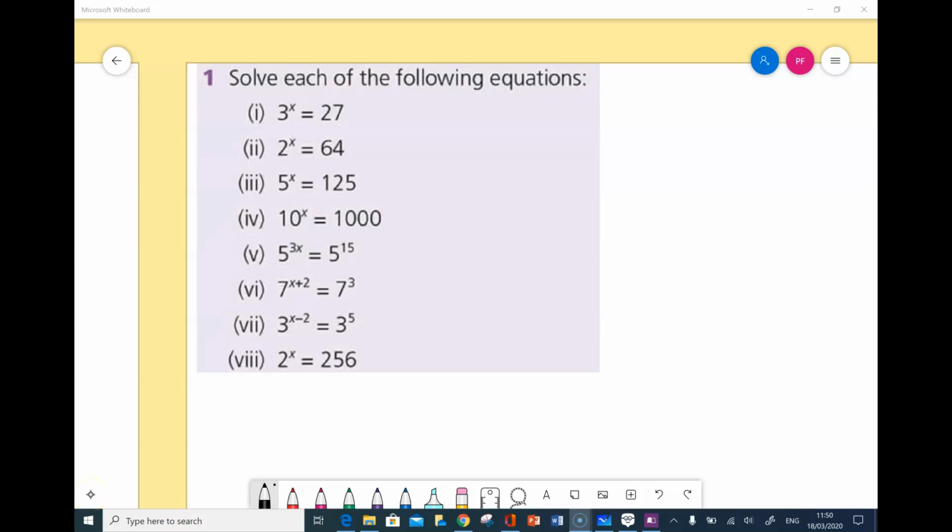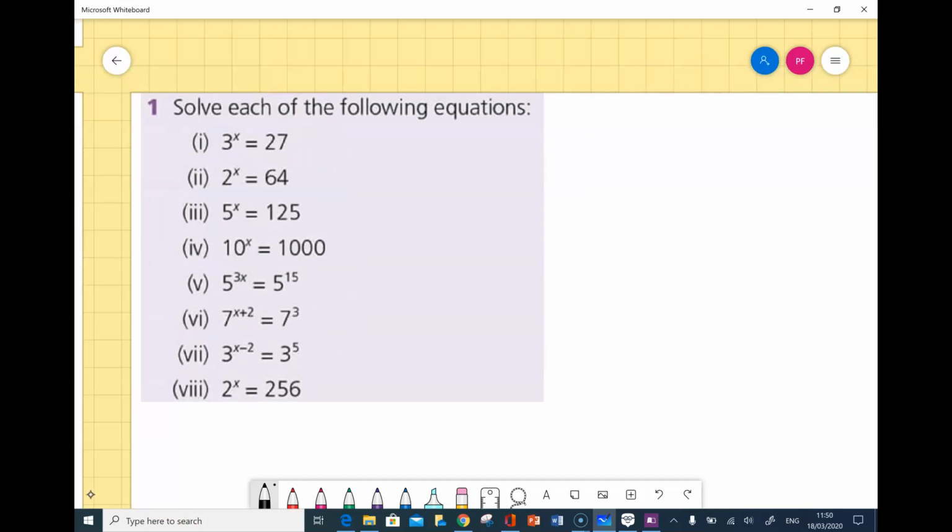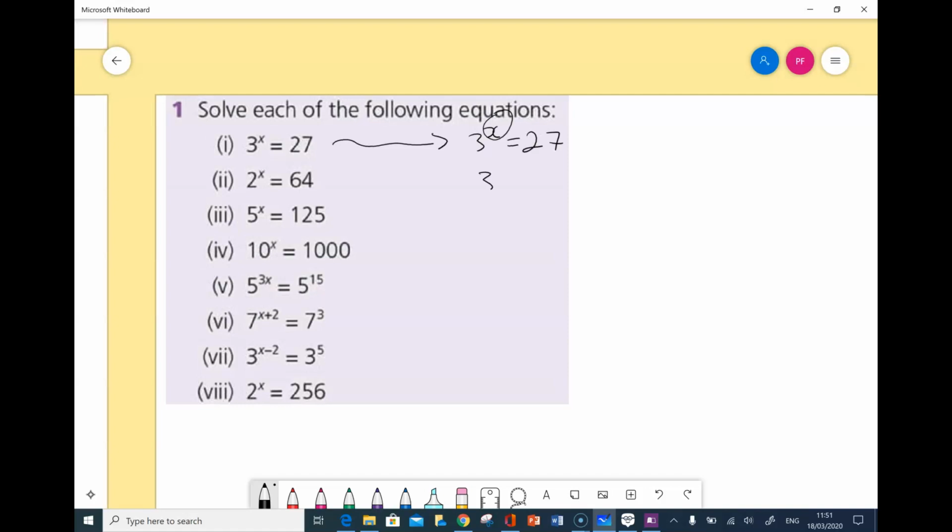Okay, indices 2.3, question 1 on Wednesday the 18th of March. Solve the following: 3 to the power of x equals 27. If the x is up in the indices, we have to make our base numbers the same. So I'm going to express them both as 3. 27 is just 3 to the power of 3. So on the first one, x is equal to 3.